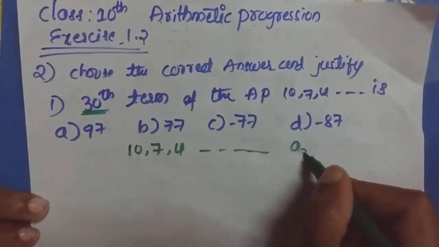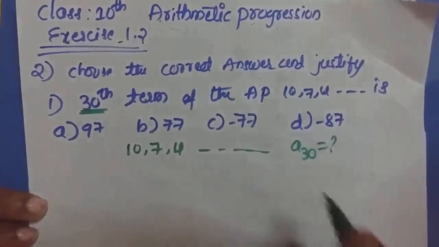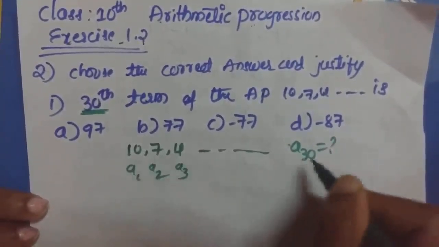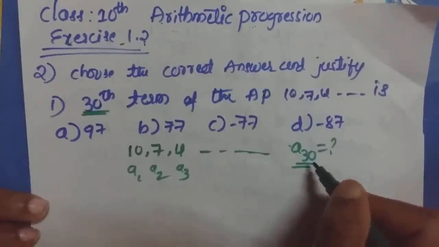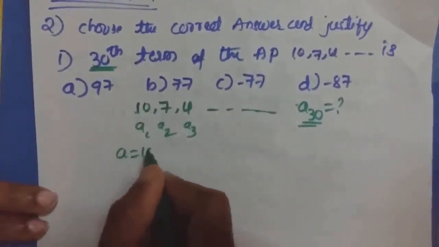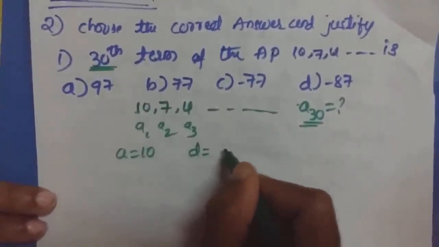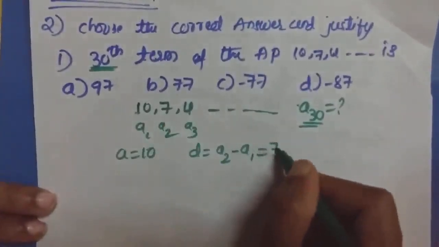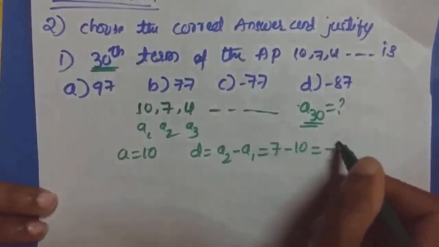30th means a30, the 30th term. This is a1, a2, a3. We need to find out a30. Yes, here in this case the first term a is 10. Then the common difference is a2 minus a1. a2 is 7 minus 10, which equals minus 3.